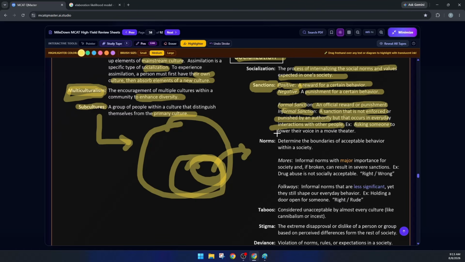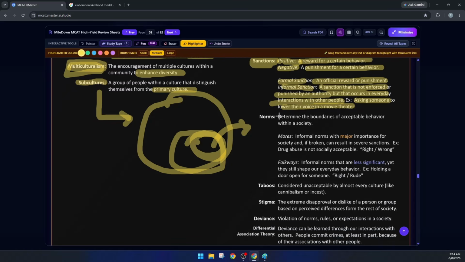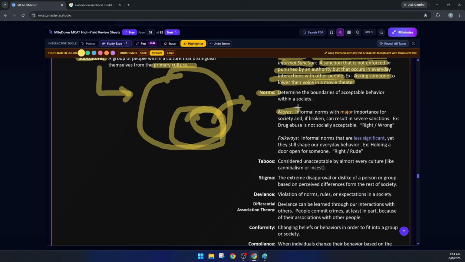So, example, asking someone to lower their voice in a movie theater. So it's not an official rule that people at the movie theater need to be quieter so other people can watch the movie. But it is an informal sanction that society has that you should lower your voice in a movie theater. Norms determine the boundaries of acceptable behavior within a society. Mores are informal norms, basically.